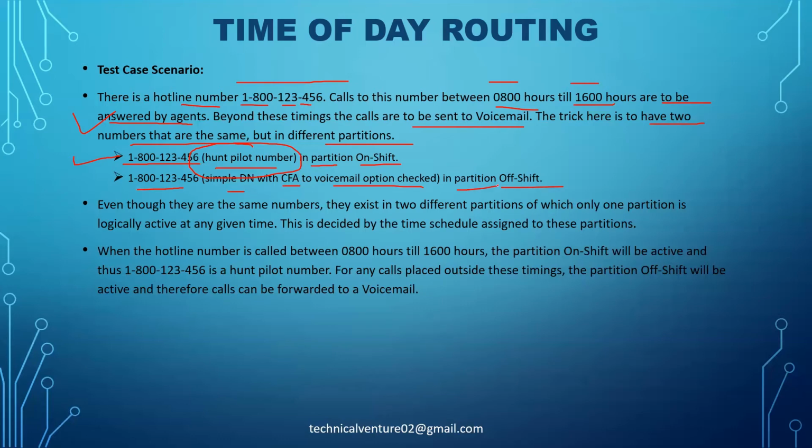Now, the next thing is, even though they are the same numbers, they exist in different partitions, of which only one partition is logically active at any given time. So how is it active at any particular time? Because we are giving the time periods, like from 8 a.m. to 4 p.m., it should hit the partition on shift, and after 4 p.m. till 8 a.m. in the morning, it should hit the partition off shift.